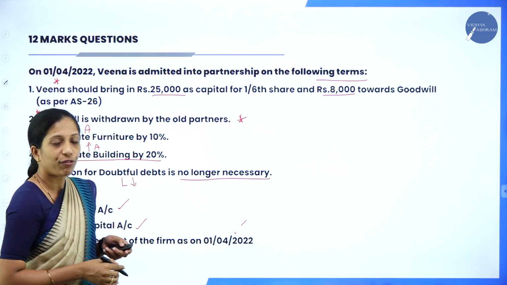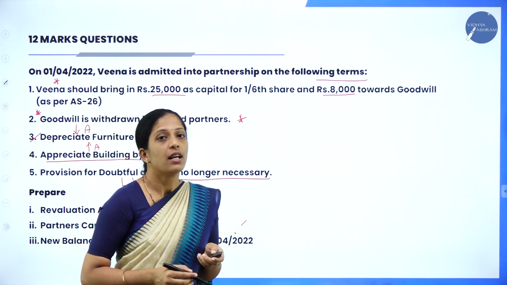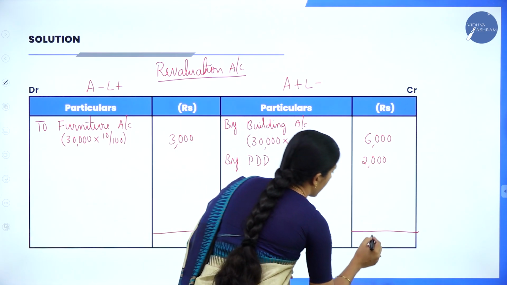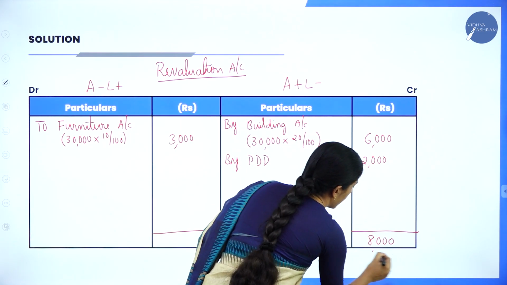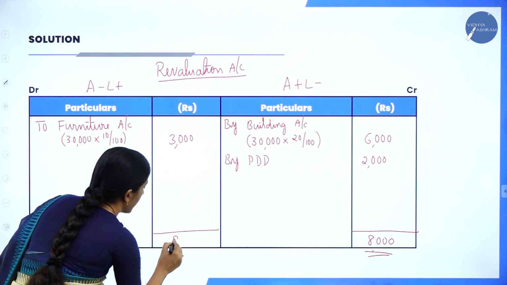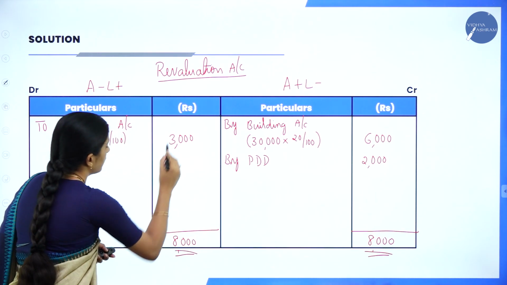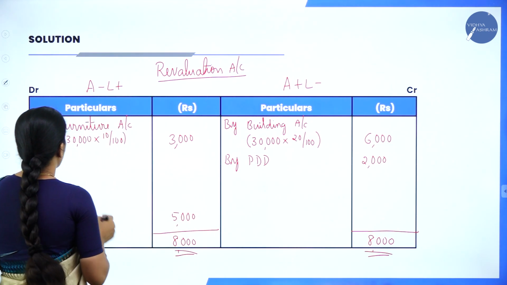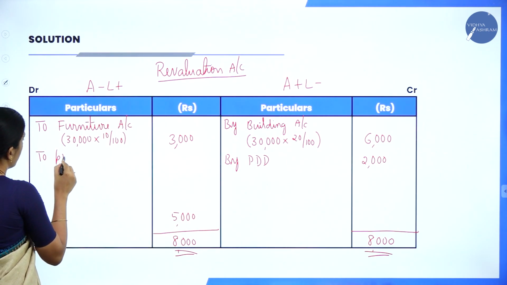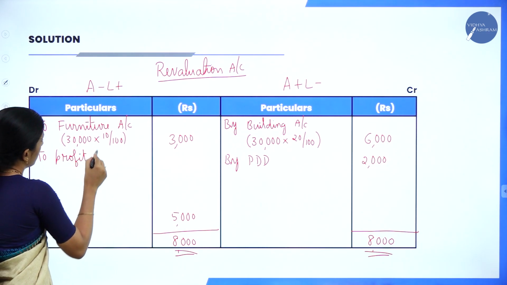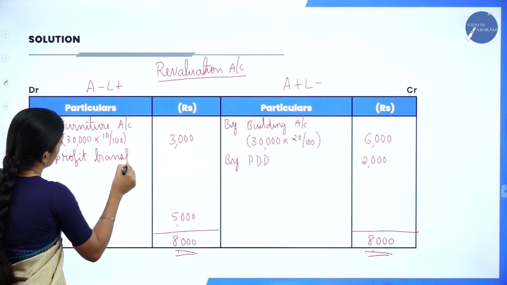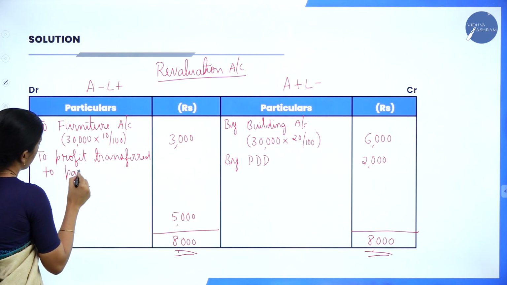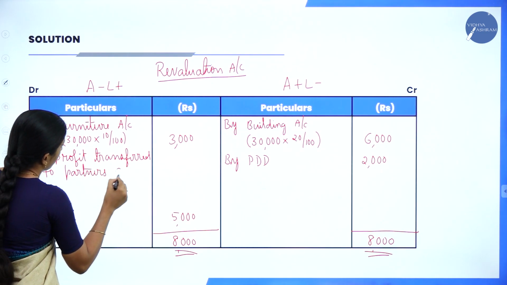Balancing figure will be either profit or loss, which has to be transferred to where? Partners capital account. Debit side we have 3,000. Credit side it is 8,000. So 8,000 is greater. Right? 8,000 minus 3,000. So this will be 5,000. So where do you transfer? To profit. Transfer to partners capital account.